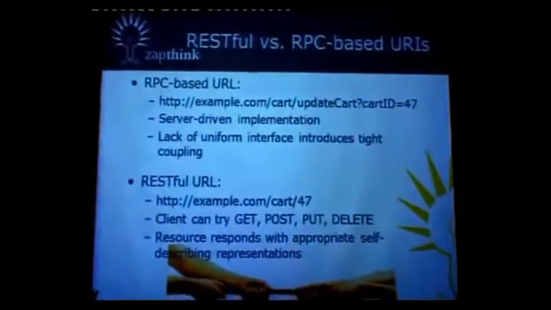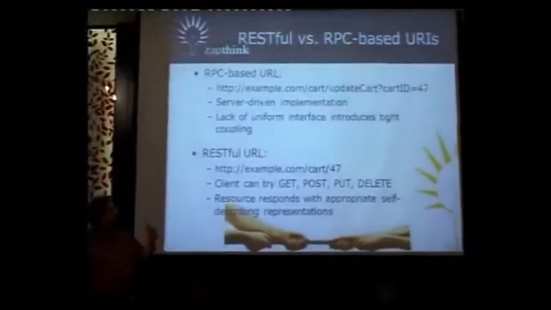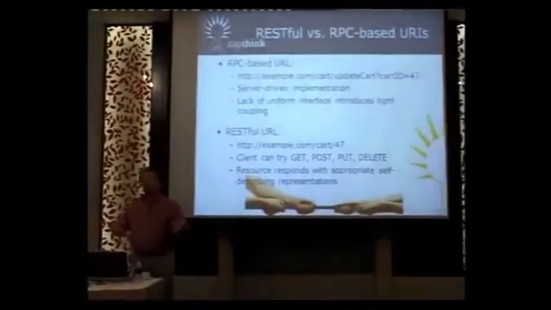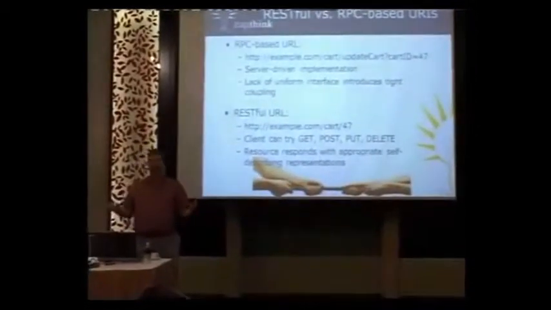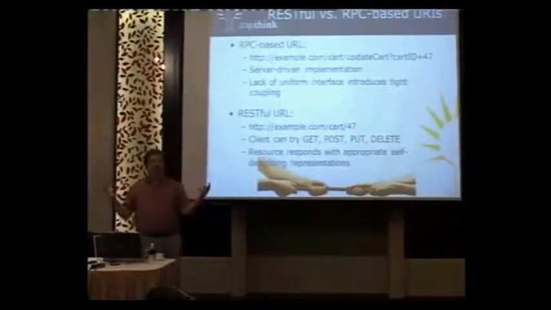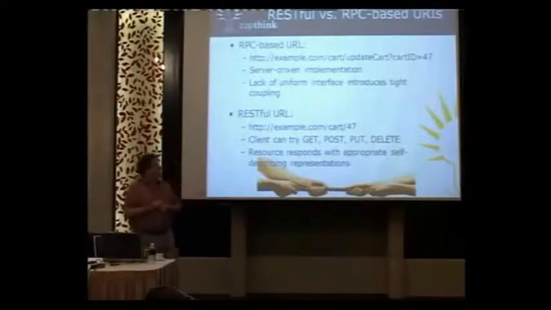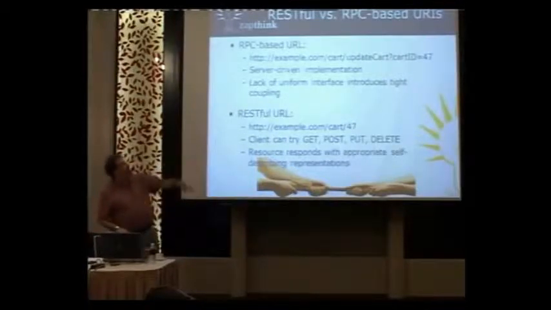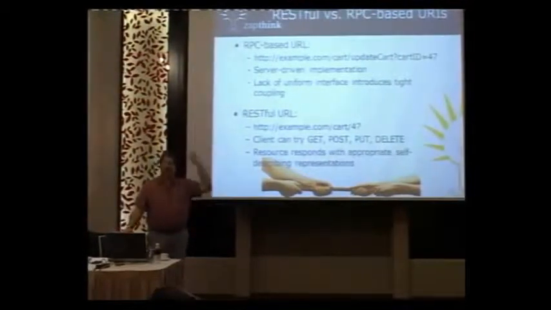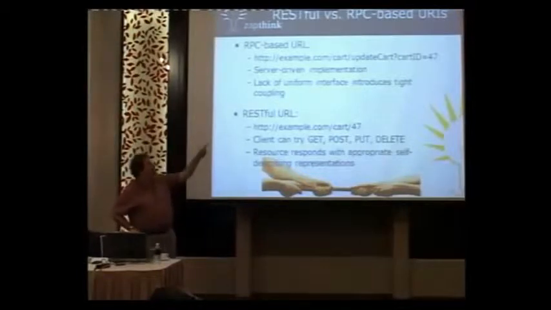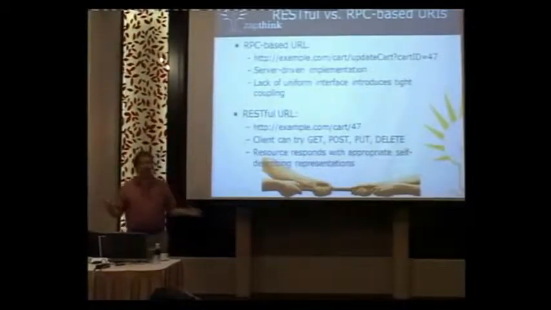The server's hands are tied, saying, okay, well, I have to support this update cart operation, I have to take cart IDs, 47 has to be a valid cart ID, or I can't do anything with this request. So a RESTful approach, basically, get rid of that question mark, get rid of the equal sign, get rid of the name of the operation. All I have are GET, POST, PUT, and DELETE.